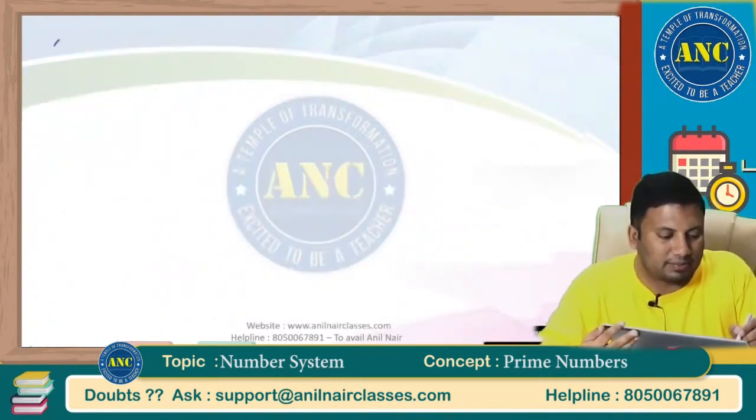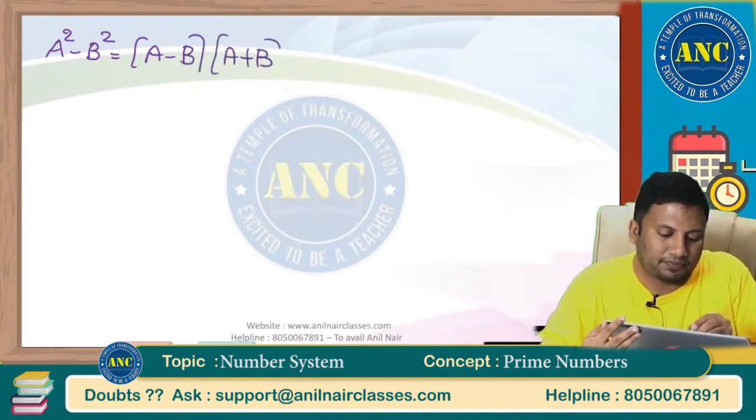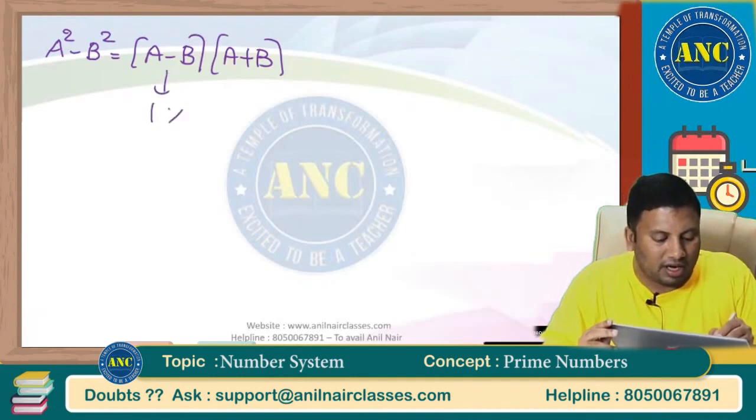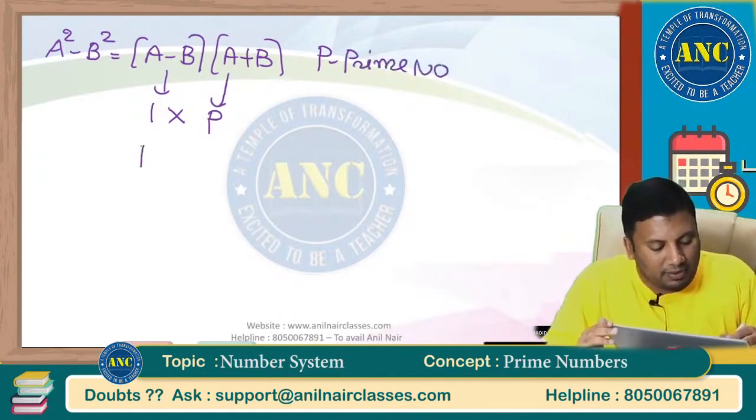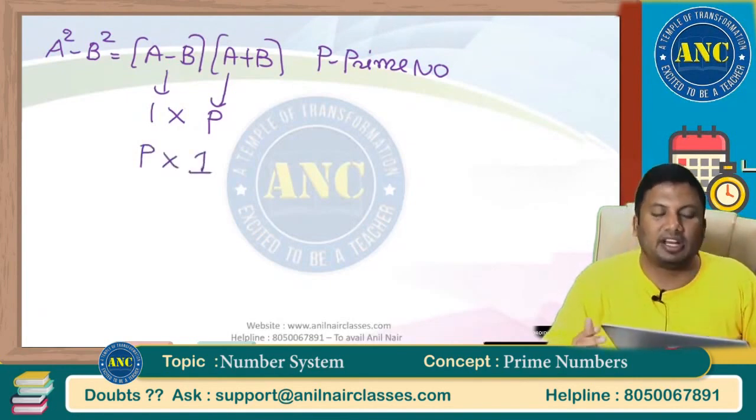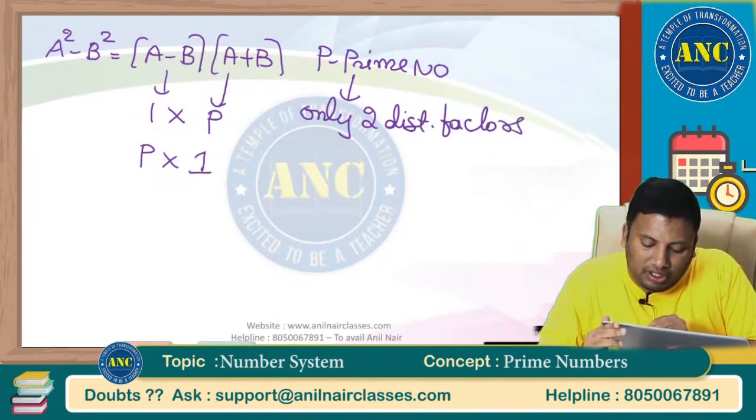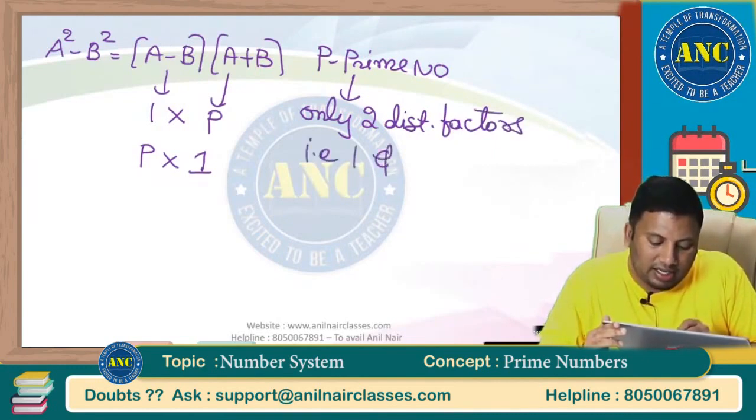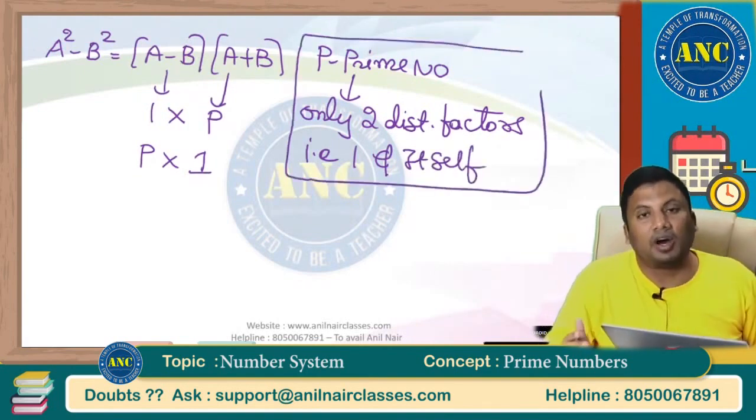Another important concept. A square minus b square is a minus b into a plus b. If a minus b is 1 and a plus b is p, then p is a prime number, or a plus b is p and a minus b is 1. Every prime number has only two distinct factors, that is 1 and itself.